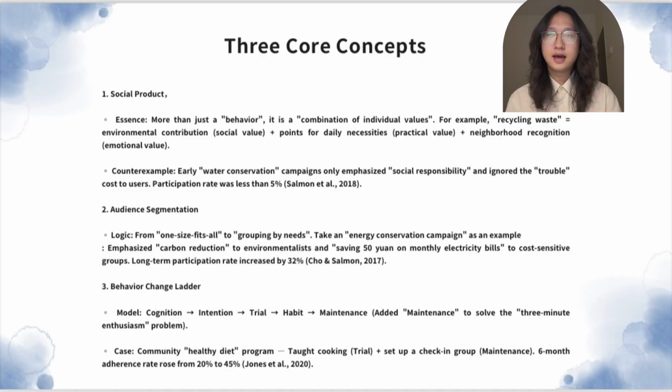Second is audience segmentation. Target different groups in different ways. Green people care about carbon cuts and savers care about 50 yuan savings. This led to 32% more participation from Cho and Salem 2017.